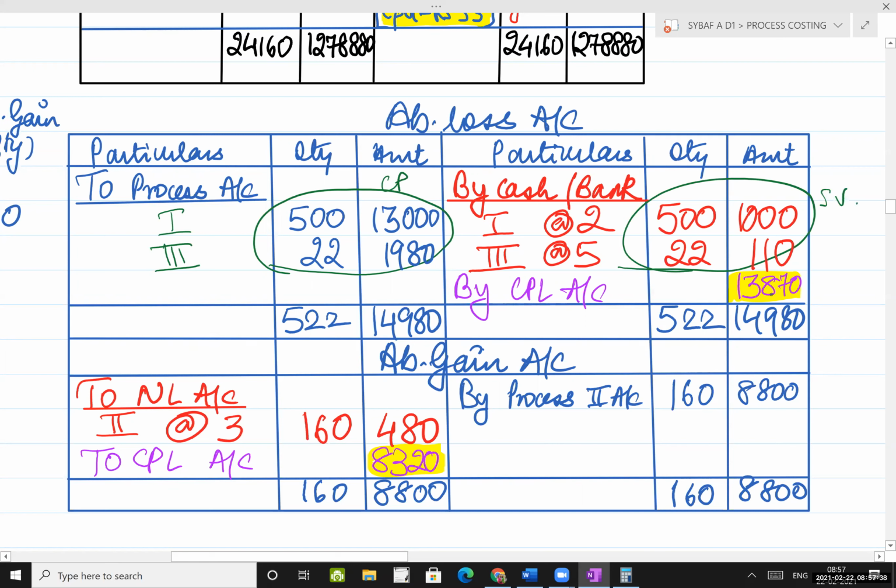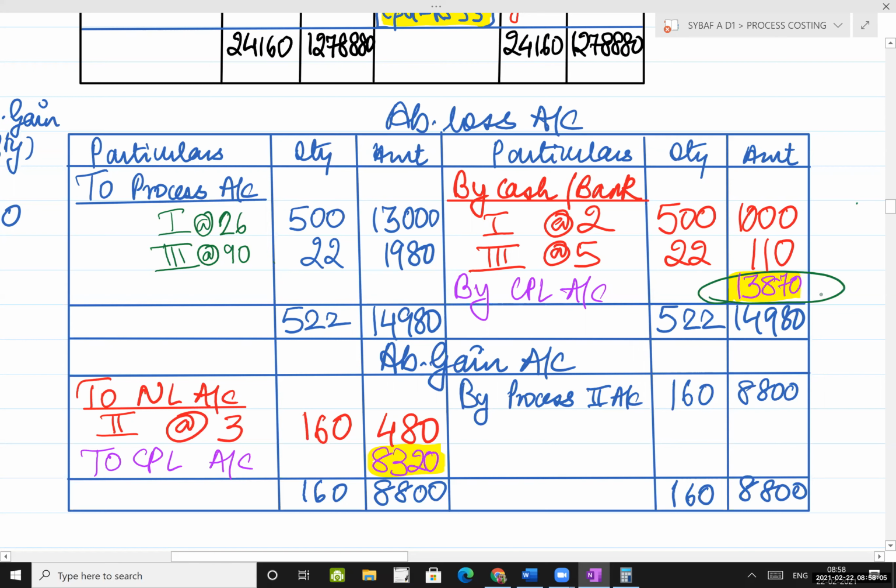So obviously the difference of the two will be the loss. Because my scrap values were 2 rupees and 5 rupees, while my cost price was 26 rupees and 90 rupees. So obviously when you close this ledger, the balancing figure will be transferred to the costing P&L account. So this is actually the balancing figure. Is this clear to everyone?